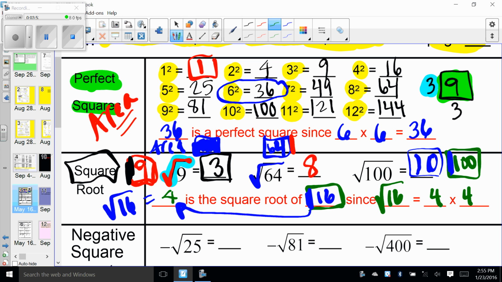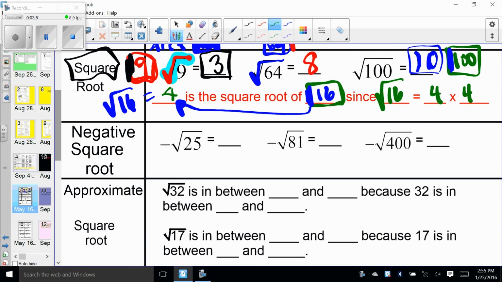Okay, so let's take a look at what's called a negative square root. So I like to teach this as like negative friends are waiting outside. So all your negative friends are waiting outside.